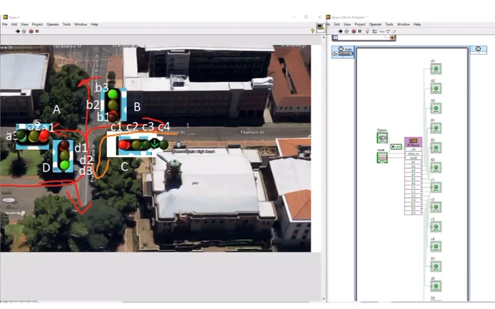After this state, we move to state number 1, where it turns yellow for B and D for 2 seconds, which means B2 is equal to 1 and D2 is also equal to 1. But A1 and C1 are equal to 1, meaning they are red. The rest have to be off for 2 seconds.